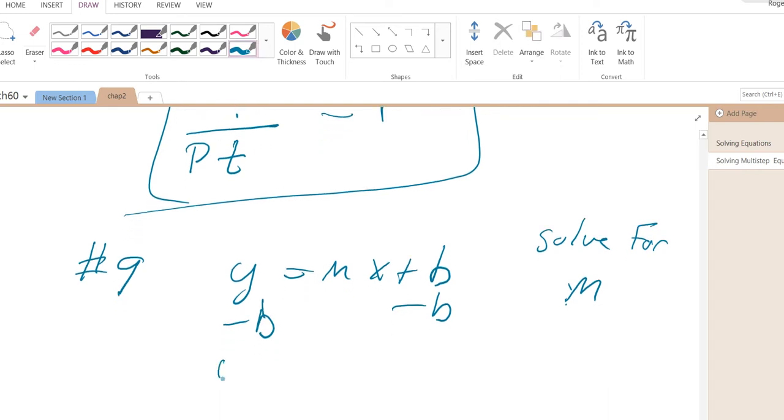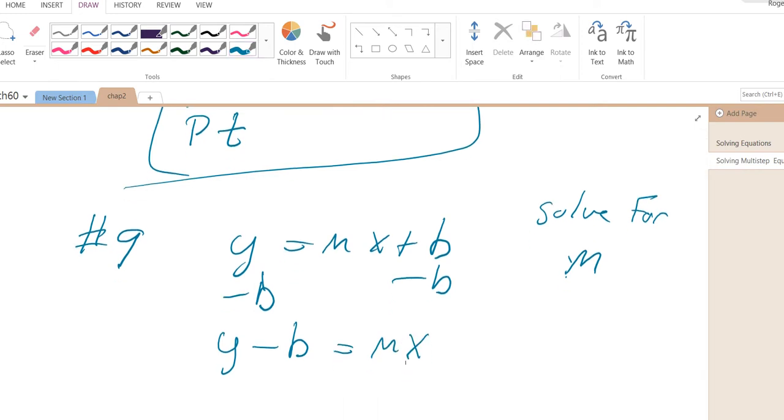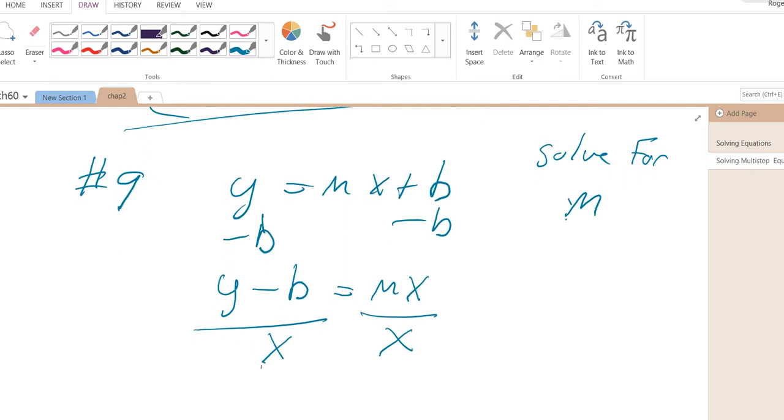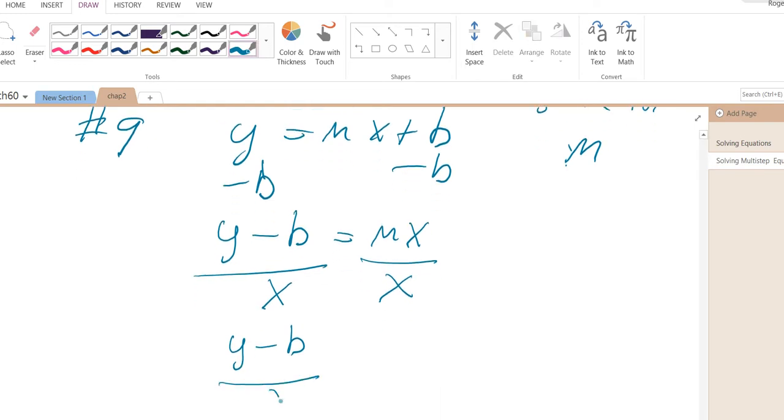Okay, so we have y minus b equals mx. We're solving for m. So, what do we do to solve for m? Divide by x. Okay, so there's my answer. Y minus b divided by x equals m.